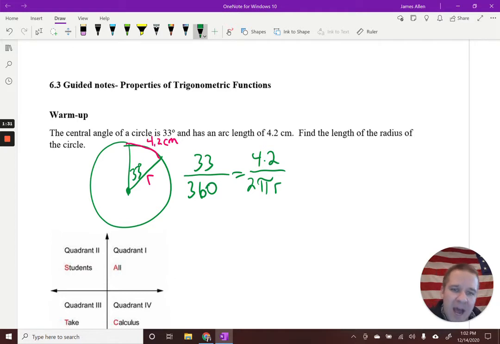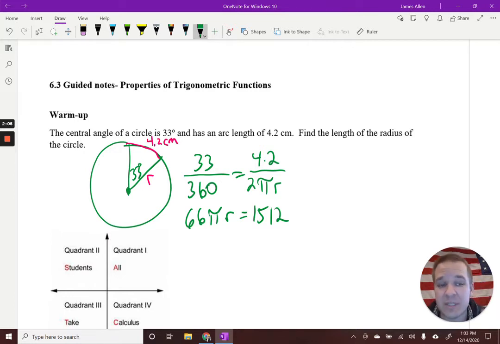Well, will you look at that? The only variable I have is r. Awesome. I'm going to cross multiply. That's going to be 66 pi r equals 4.2 times 360. The old trusty TI-84. Don't forget, guys, only round at the end. You only round once. So this is 1,512, and then I'm going to divide all of that by 66 pi.